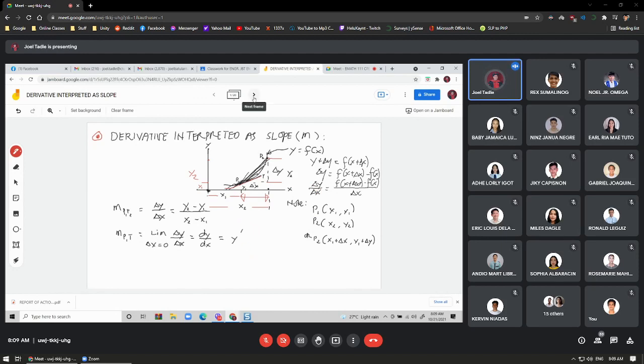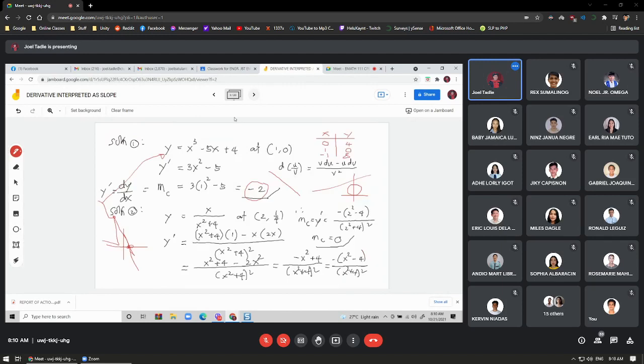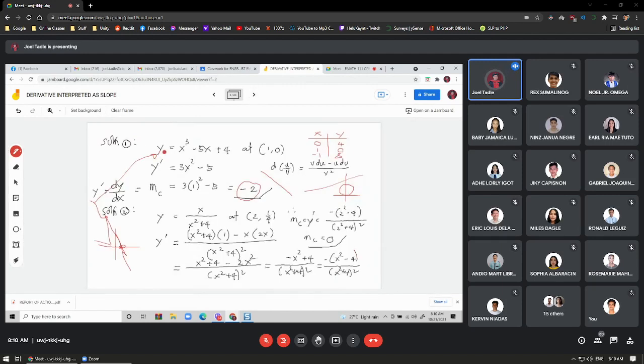So example number 1 para masabtan na to. Find the slope of the curve at the point indicated. So using differential calculus, we have to differentiate this given equation. So the derivative of y with respect to x is y prime. The derivative of x cubed is 3x squared. The derivative of negative 5x is negative 5. Then derivative of 4 is 0 man na siya.